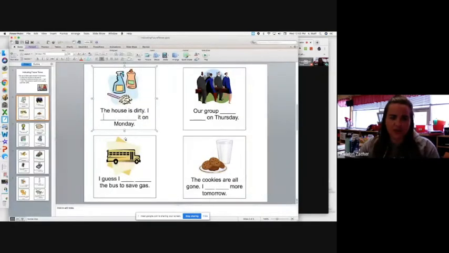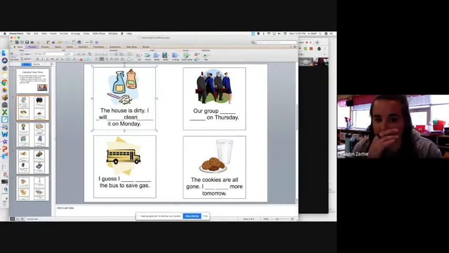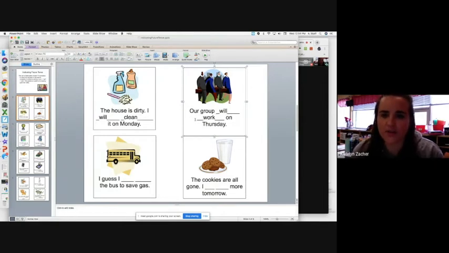So will something. So here's a picture here. The house is dirty. I blank on Monday. So I know we're going to talk about the future. I will, what do you guys think the hint is? Clean. Will clean. The verb is clean, and will clean. Our group blank on Thursday. Well, I know we're talking about will work on Thursday. Our group will work on Thursday. Work is the verb.